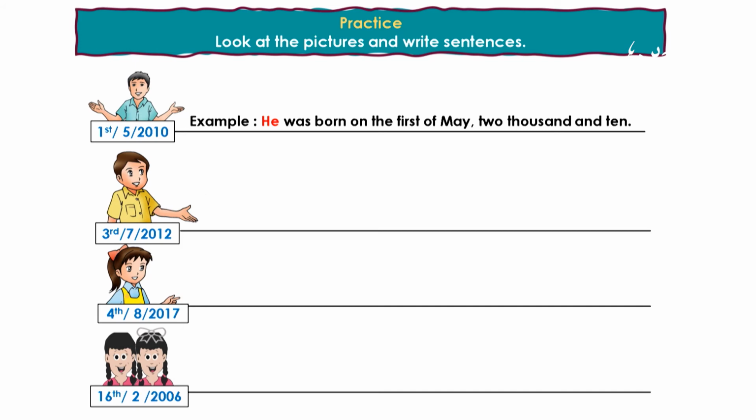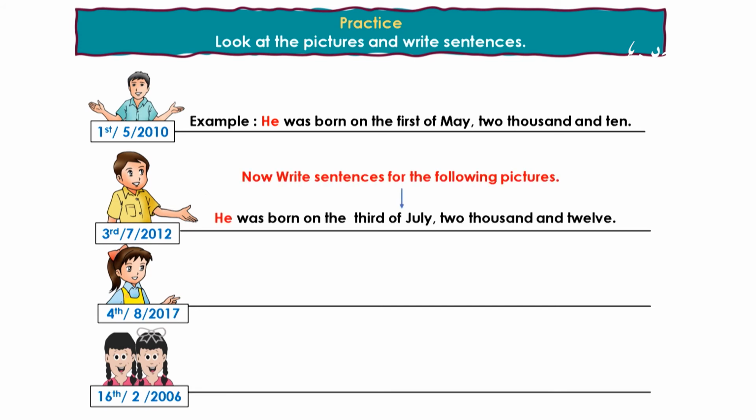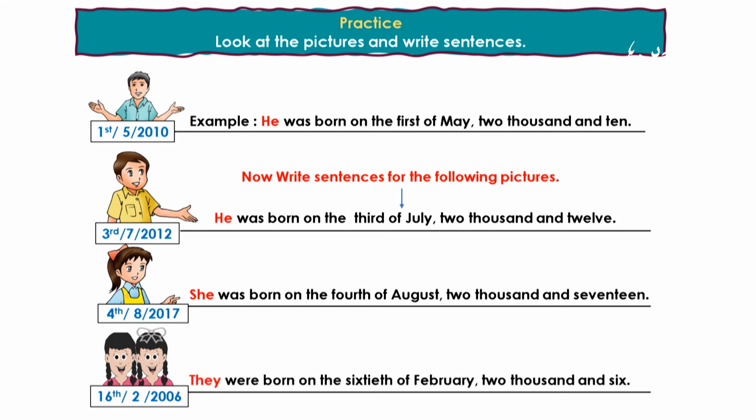Time is up. Let's check our answers together. He was born on the 3rd of July, 2012. She was born on the 4th of August, 2017. They were born on the 16th of February, 2006. Great job, everyone!